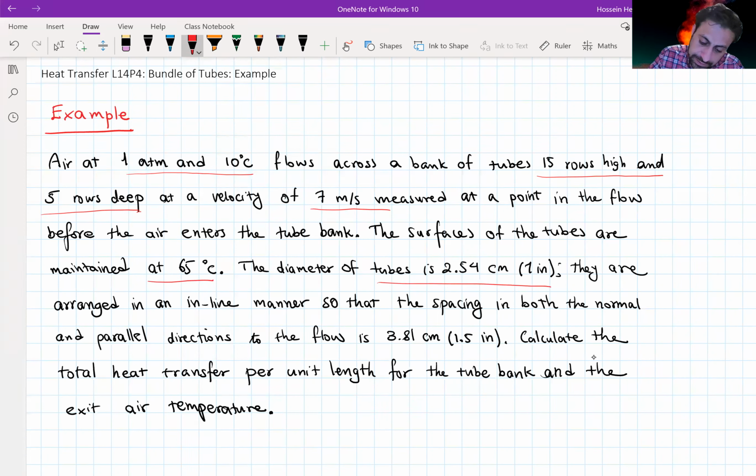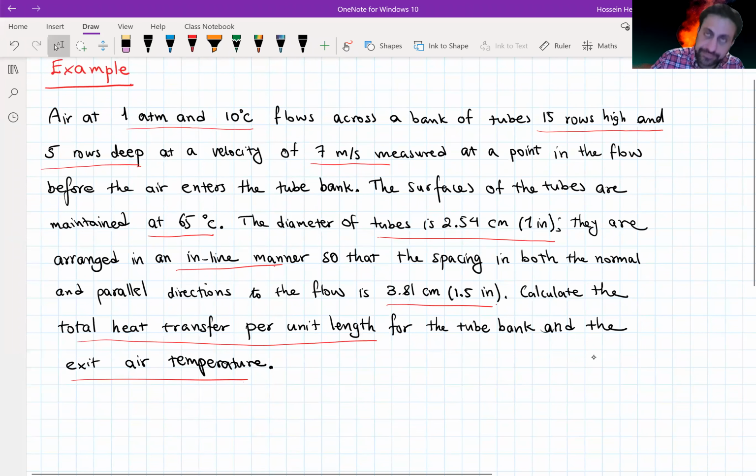Diameter of tubes is 1 inch and they are arranged in line manner so that the spacing in both the normal and parallel direction to the flow is 1.5 inches. Calculate the total heat transfer per unit length for the tube bank and the exit air temperature.